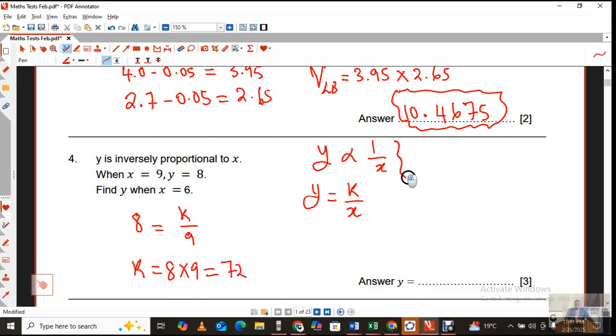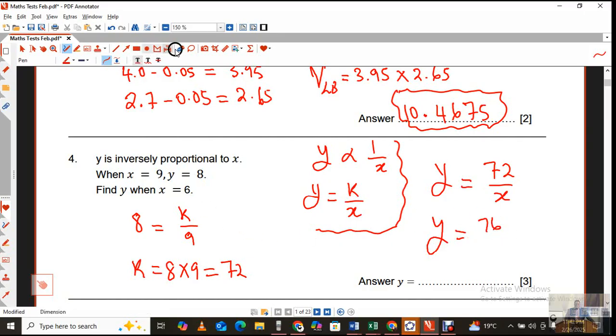So this brings me to my equation now. My equation now is y equals 72 upon x. Now if I have the equation with my constant calculated, I can now work out whatever it is they want me to find. They say find y, so they give me the value of x. So find y when x is equal to 6.